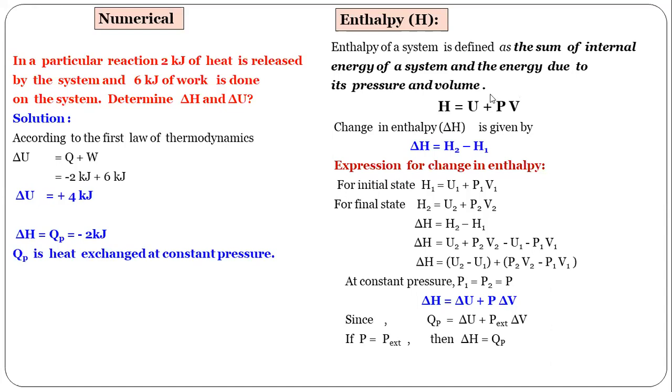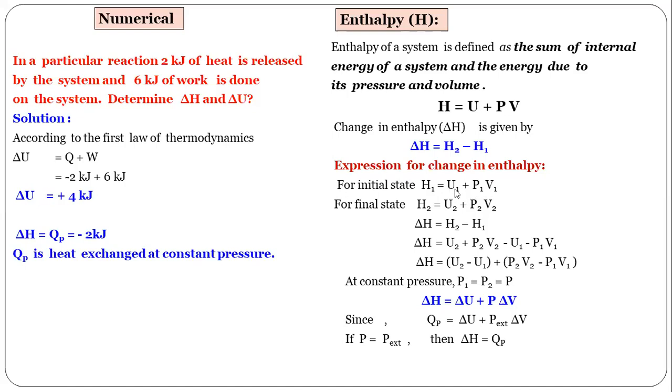of the system. Then the change in enthalpy is delta H. H is enthalpy and delta H is the change in enthalpy. It is given by H2 minus H1, where these are the two states, H1 is the initial state and H2 is the final state. So the expression for change in enthalpy is given by, for the initial state, H1 is equal to U1 plus P1 into V1.